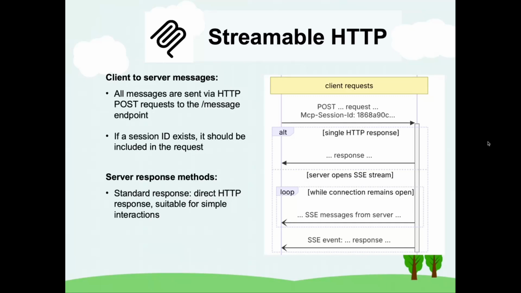Server response methods. For servers, we can choose between two options: either a standard response or a streaming response. For a standard response, the server returns a direct HTTP response. This is suitable for simple interactions. For a streaming response, the server upgrades the connection to SSE, sends a series of events, and then closes the connection. The server needs to maintain a long-lived SSE connection for continuous event delivery.